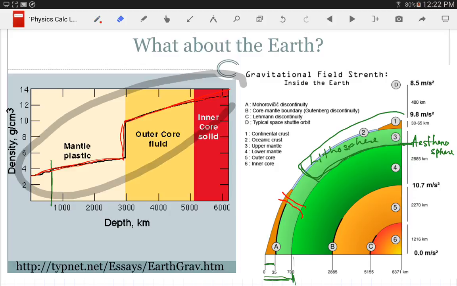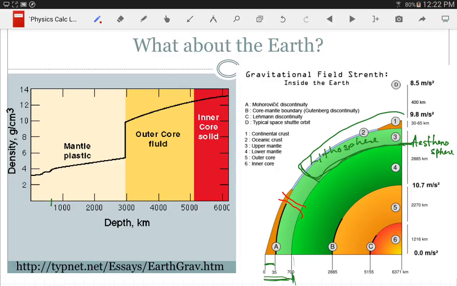The other point was I thought I would have time to actually go through the calculation for the acceleration of gravity as you go deeper into the Earth, but we won't.